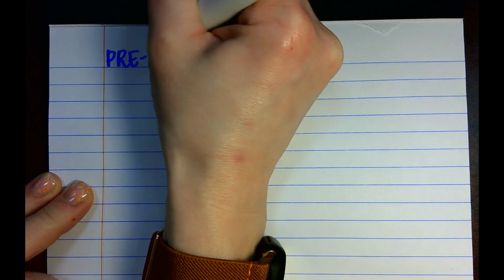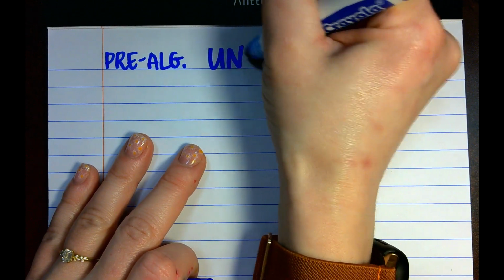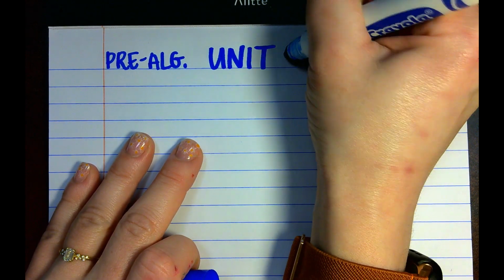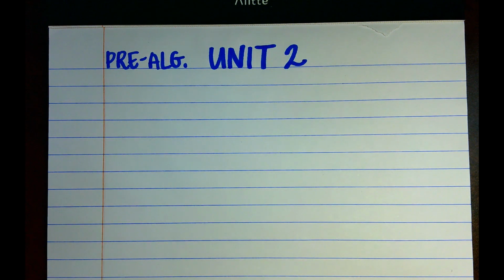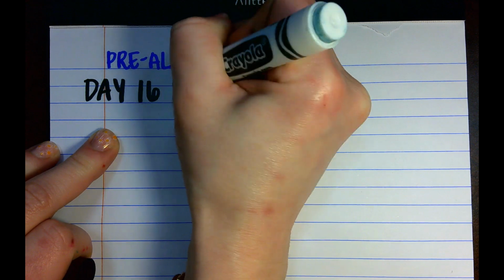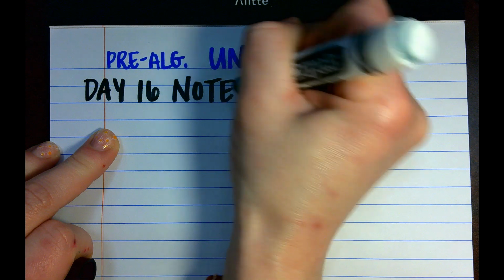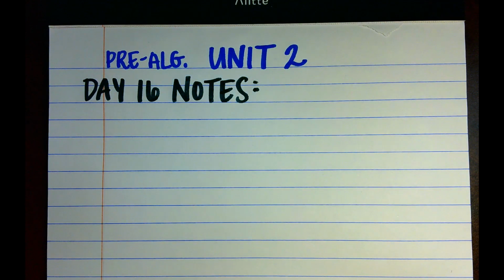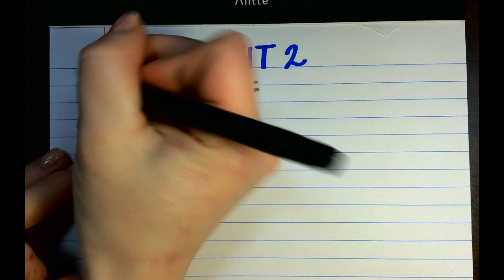I'm going to title my page Pre-Algebra. And we are in Unit 2. We're solving equations here. And this is the day 16 notes. It is Monday, February 10th.